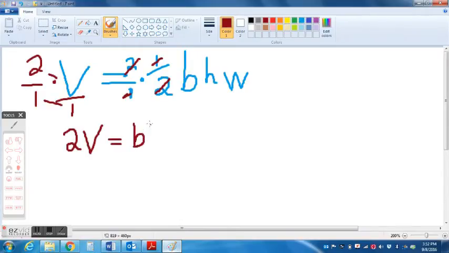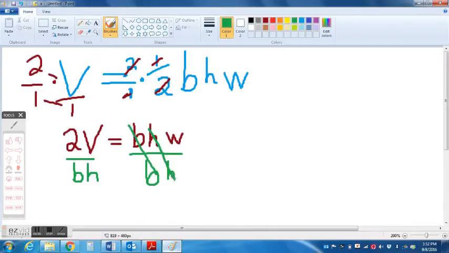And if we think back to our enemies and friends, if we want to get rid of someone, we're going to send their enemy. And the enemy of multiplication is division. So we're going to divide by B and H to get those out of the way. Oh, not B and B, B and H. So that we're only left with W. And so we can see that W equals 2V over BH.